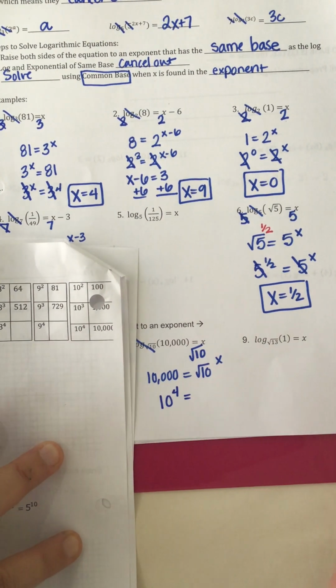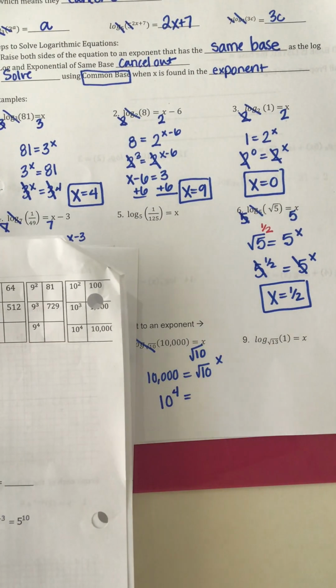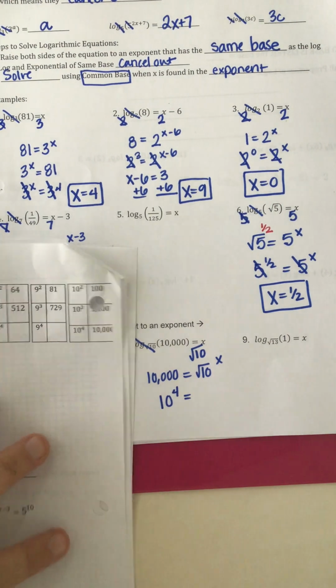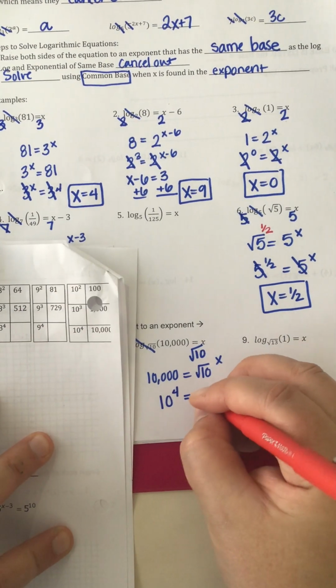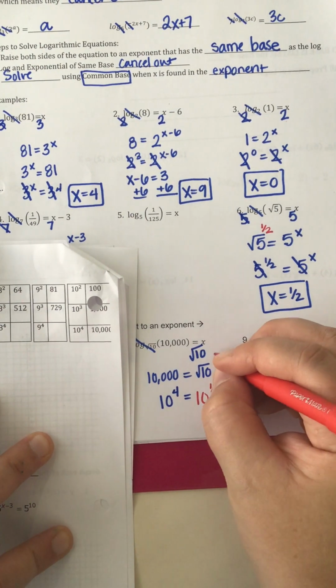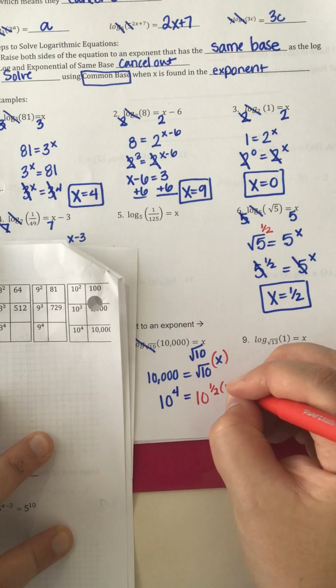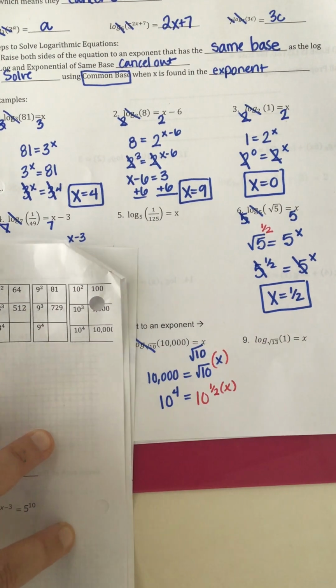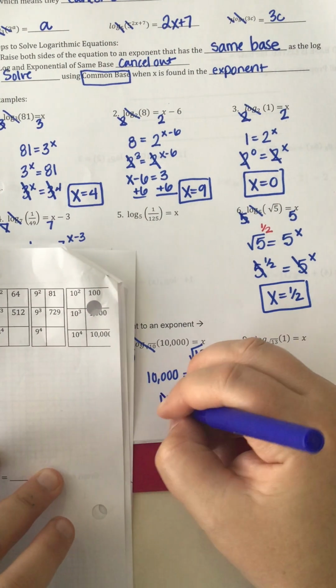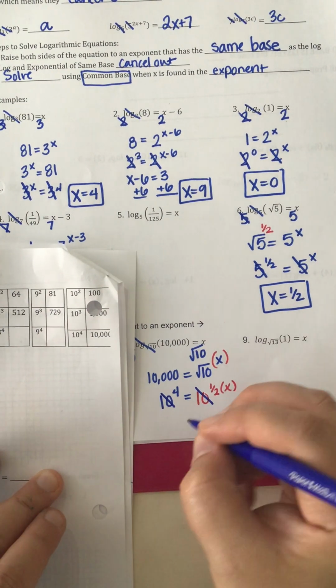Now be careful on the other side. That square root is really an exponent in disguise. What exponent is it? So that's really 10 to the half. And do you remember that if there was already an exponent up there, you would just put it in parentheses like that. So if the x was already there, I'm going to keep it there in parentheses. Now that my 10s match, I can cross those out. And I have 4 equals half of x.